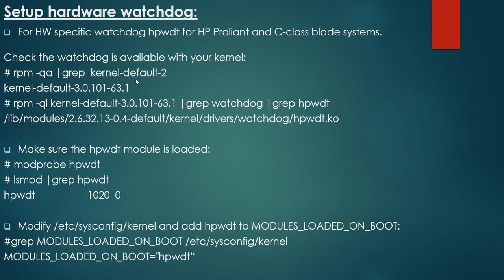You are going to check rpm -qa and the kernel which you are using, and in that kernel you will be able to see whether it is supported or not. If it is supported, it will show like this, and once you are good with that, you have to check whether the module is started or not. Here it is saying 0, which means it is not loaded. So to load this, you have to run the modprobe hpwdt command, right? So it will load your module.